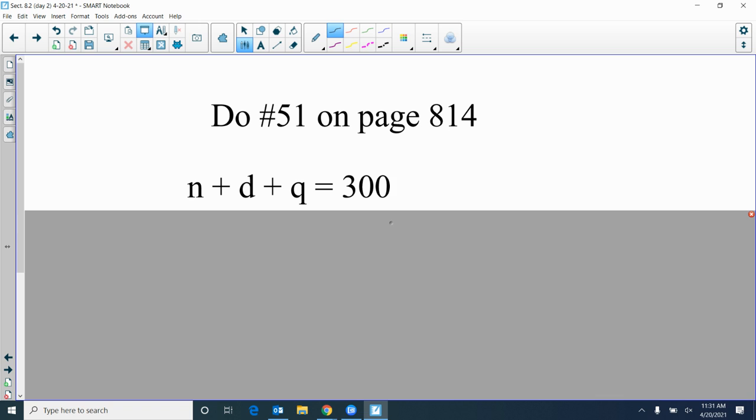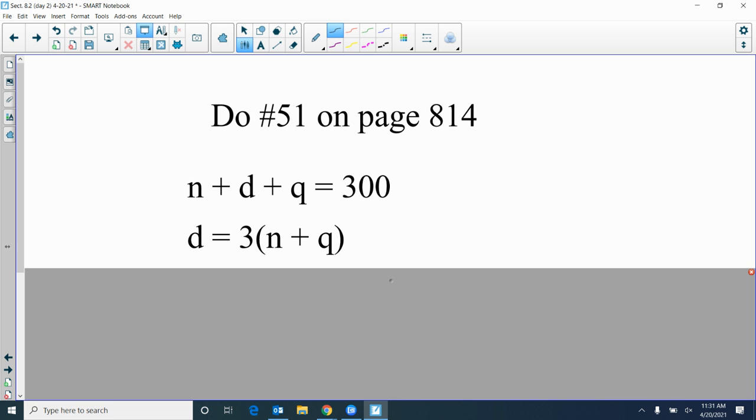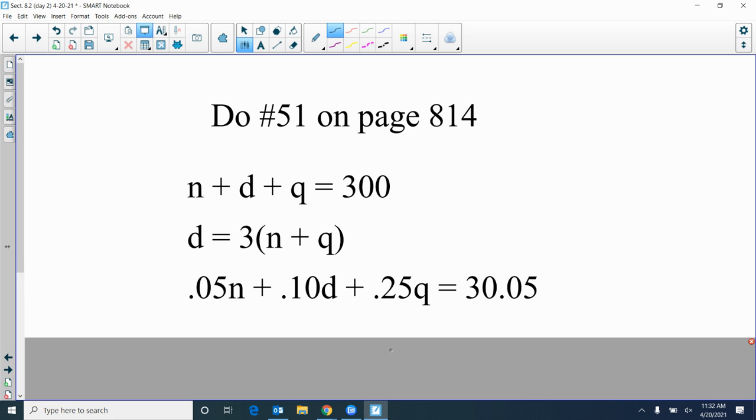Would it be D equals 3 times (N plus Q) in parentheses? The number of dimes is 3 times the number of nickels and quarters. So I'll just start with that. You're not used to seeing something like that, but we'll worry about it later. Okay? And Josh? The last one would be 0.1 D plus 0.05 N plus 0.25 Q equals 30.05. Agree. The only thing I'm going to do is keep my N first, but we said the same thing.